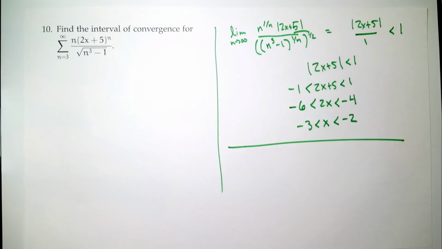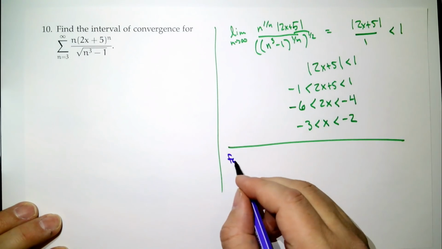Next, we need to look at the endpoints. Which one do you want to do first? Negative 3 or negative 2? Negative 3? Okay. So 4x equals negative 3.